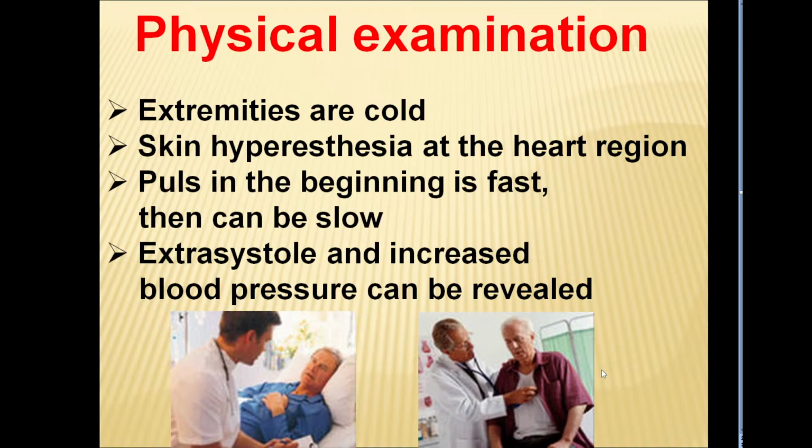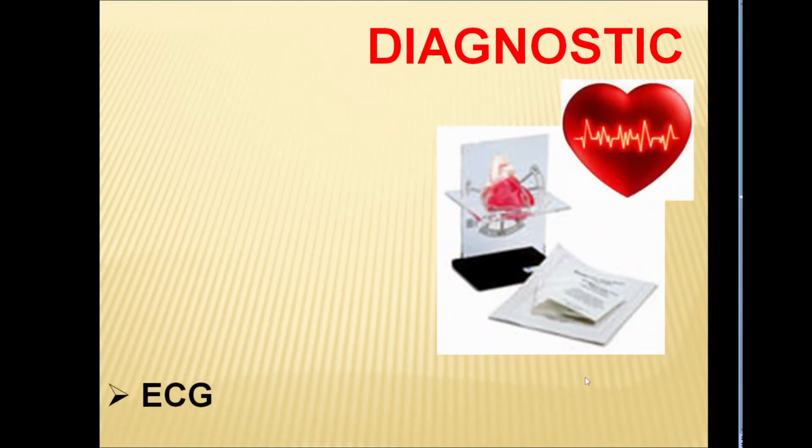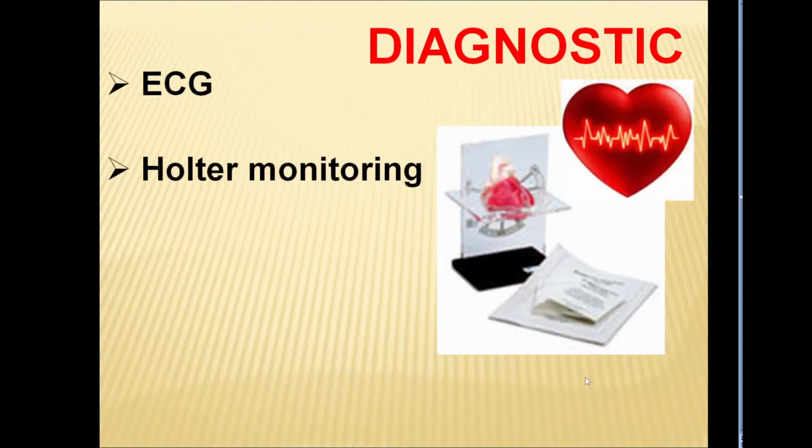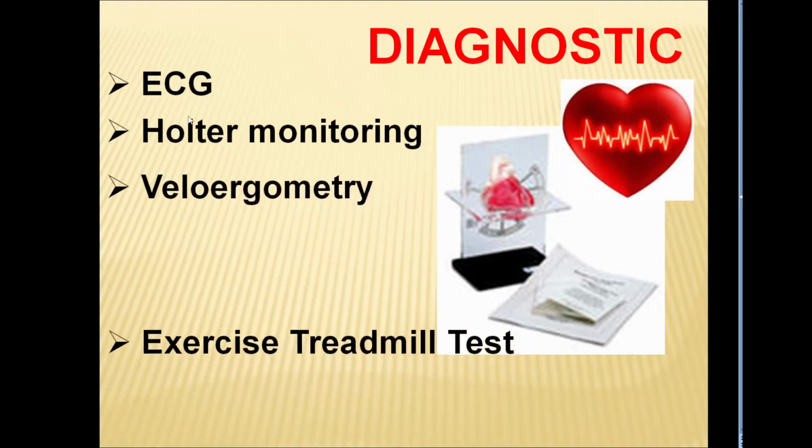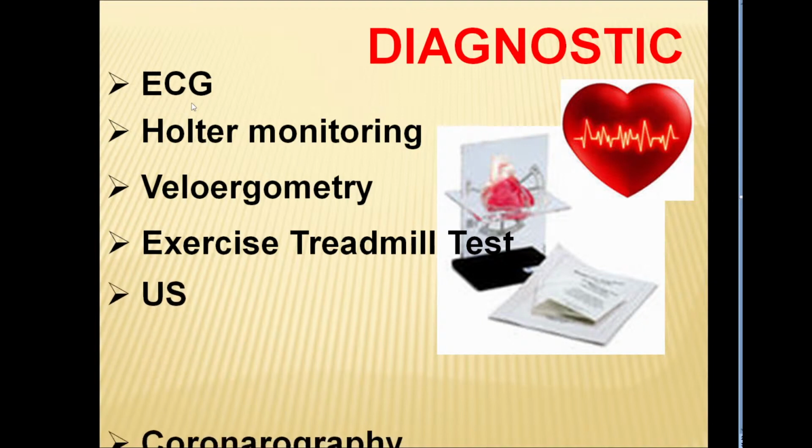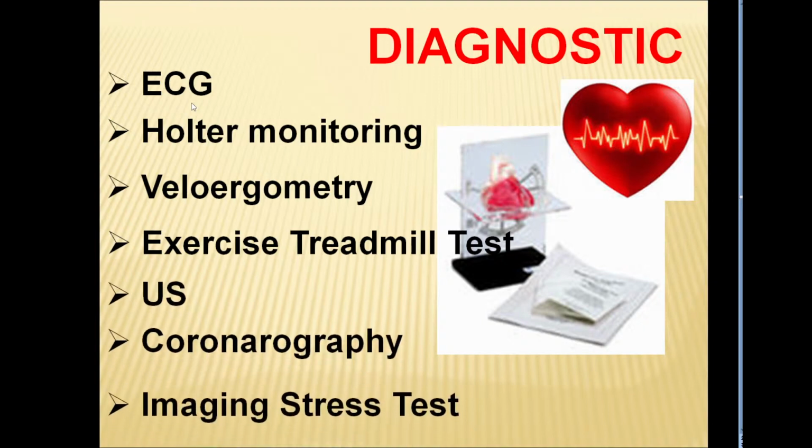Pulse may be fast or slow, and heart arrhythmias may be revealed, usually extrasystole, and problems with blood pressure. But I again pay your attention, all these symptoms appear only during attacks of pain. The patient must be near the doctor. For the diagnosis, we use ECG, but it has high diagnostic value only during attacks of pain. If the patient comes to you in the subjectively healthy period, no problems. To reveal angina pectoris, we use Holter monitoring, when we examine heart activity during one, sometimes 2, 3 days.